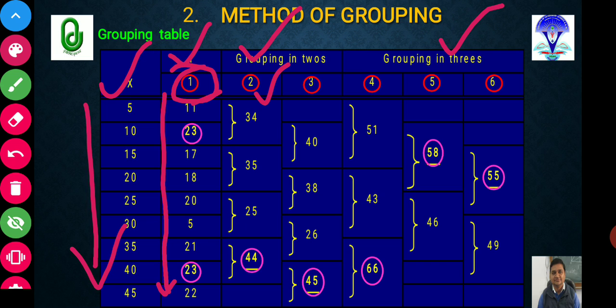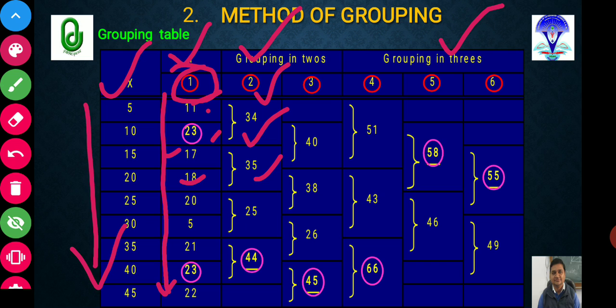In the second column, you have to group the frequencies in terms of 2. So we will add 11 plus 23, which is equal to 34. Then again, you have to group the next two frequencies. So 17 plus 18 is equal to 35. This is called grouping in 2.